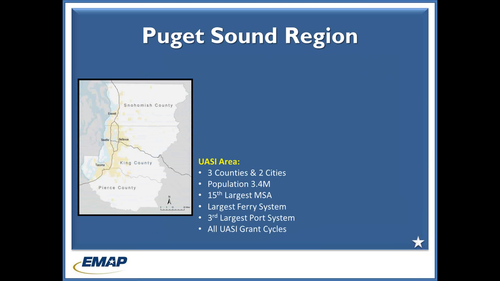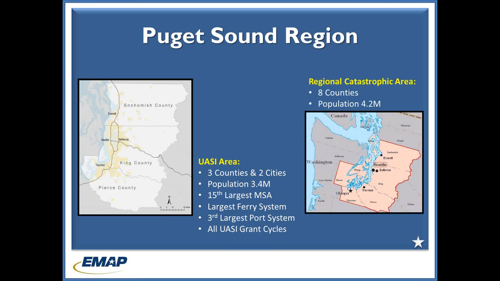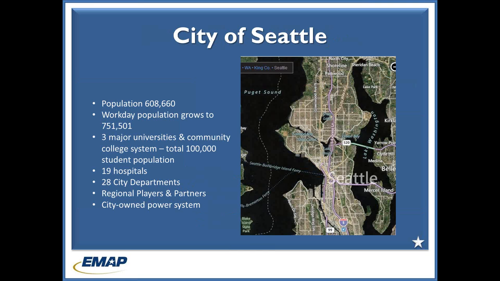The total population in that area is 3.4 million. You get some details there. We are the 15th largest metropolitan area, and we have a pretty significant ferry system here. Next transition, Christine: we're also a regional catastrophic area. So that also has a much bigger footprint beyond the UASI community, and that particular population area is 4.2 million. Next slide.